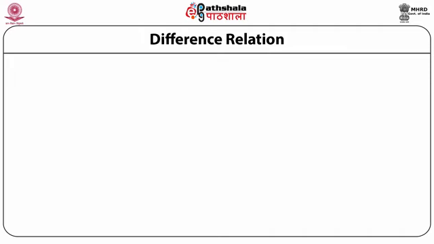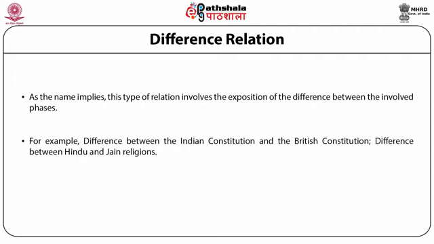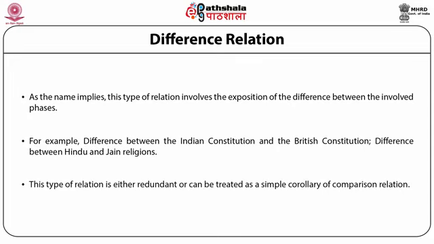Difference relation. As the name implies, this type of relation involves the exposition of the difference between the two involved phases. For example, difference between the Indian constitution and the British constitution, difference between Hindu and Jain religions. This type of relation is rather redundant or can be treated as a simple corollary of comparison relation.